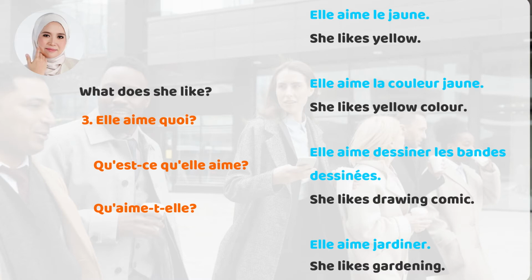Now the answers here, you have a few choices. The first one, elle aime le jaune. Elle aime la couleur jaune. Elle aime dessiner les bandes dessinées. I repeat that again. Elle aime dessiner les bandes dessinées. Les bandes dessinées here is comic, or we call it les BD. And the fourth answer, elle aime jardiner.